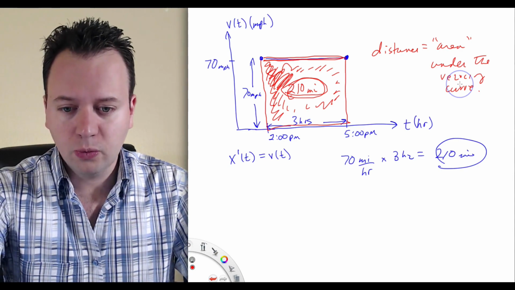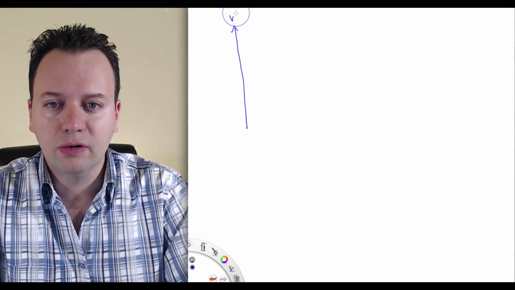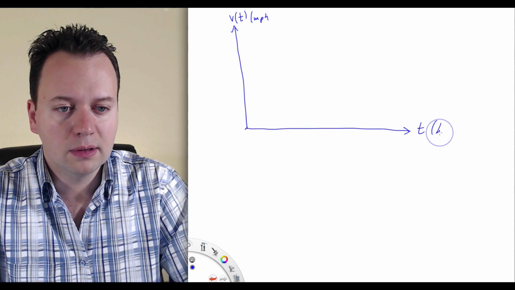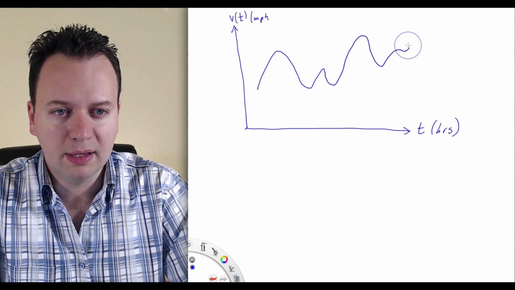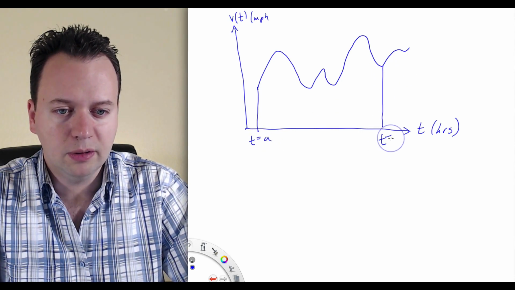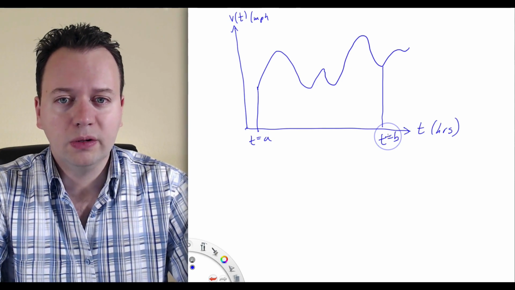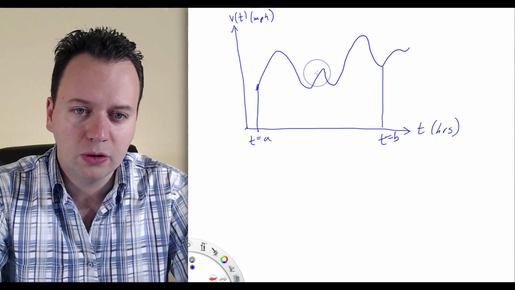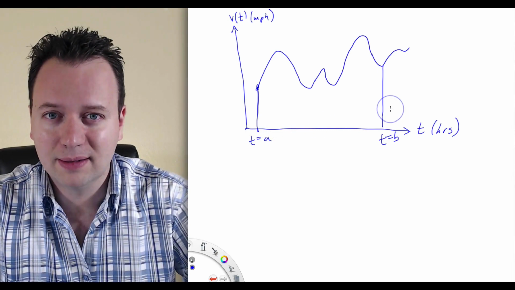And the natural question is, well, what about if your velocity is not constant? So suppose we have velocity in miles per hour, and we have time in hours, and we have something crazy happening like that. And we have time t is equal to a, and maybe time t is equal to b. So the question would be, is the total distance that you travel still equal to the area that lies underneath this curve and above the t-axis? So does that area still give you your distance?